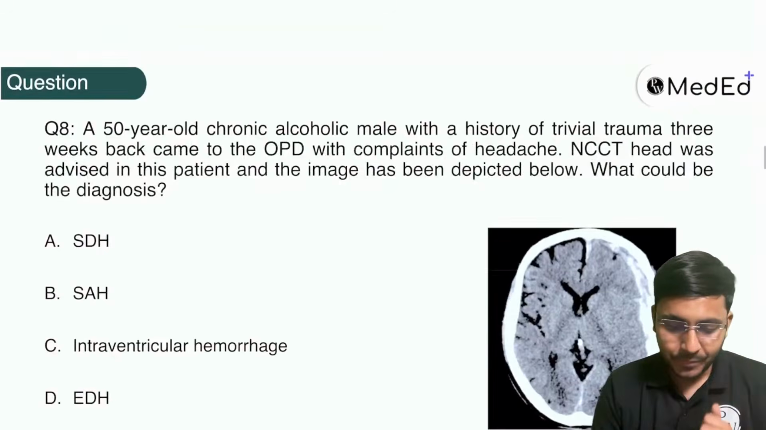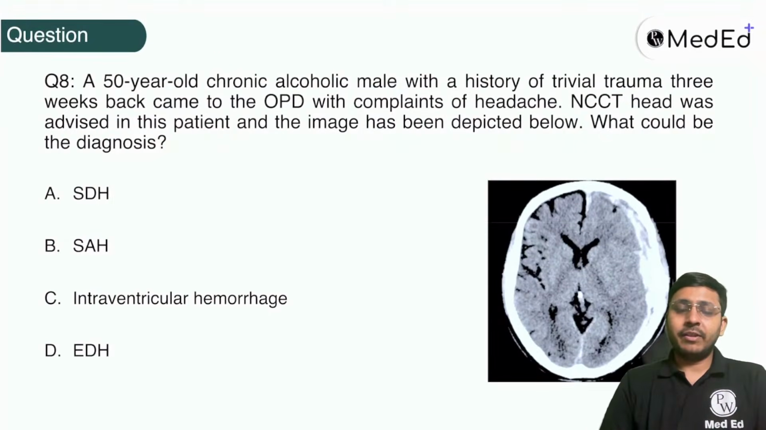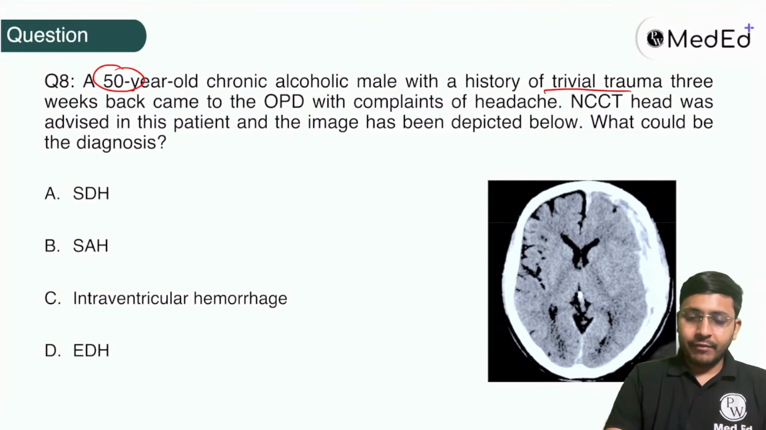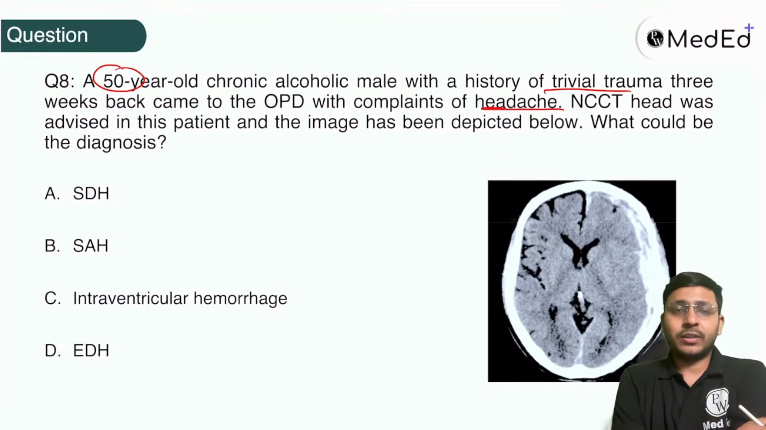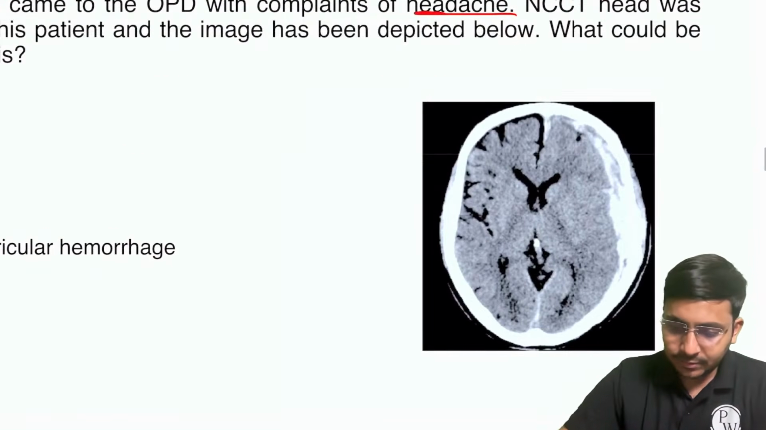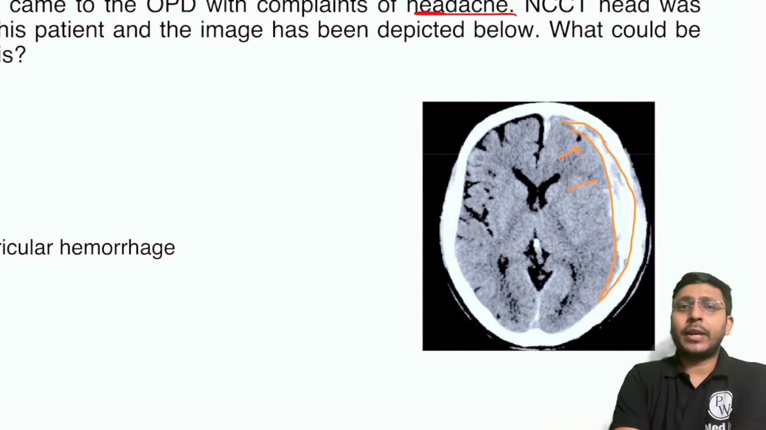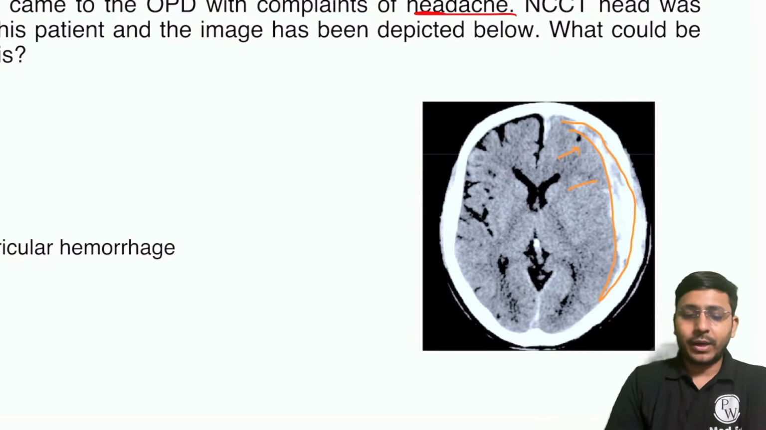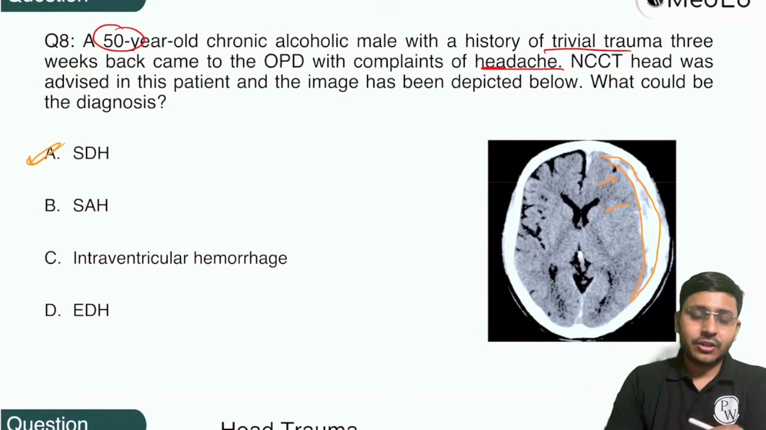Now, next question. 50-year-old chronic alcoholic male with history of trivial trauma 3 weeks back. So elderly, trivial trauma, OPD with complaints of headache. NCCT is advised. What is the diagnosis? So very easy. All of you will guess what the answer is. You see that there is bleed on the left hand side. It is crossing the sutures and it is a banana shape or a concavo-convex bleed. What is this? This is an SDH.